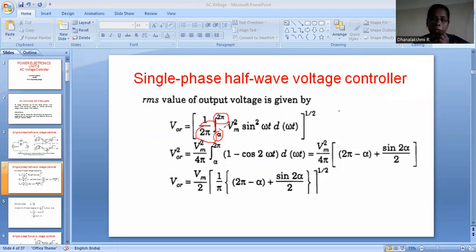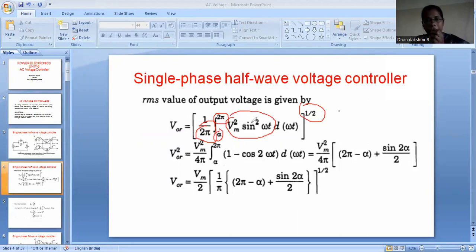So just see the waveform. Here you can see that the waveform we are getting from alpha, and it is continuous up to 2 pi. So that's why we are taking the limits as alpha to 2 pi. And according to the formula, it is square root of area of the squared curve. So we are squaring the curve. Our curve is Vm sin omega t, because it's an AC wave. So we are squaring it: Vm square sin square omega t.